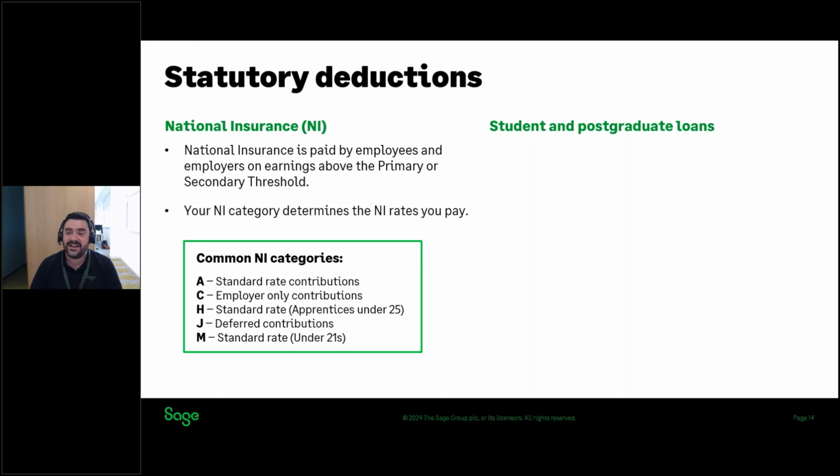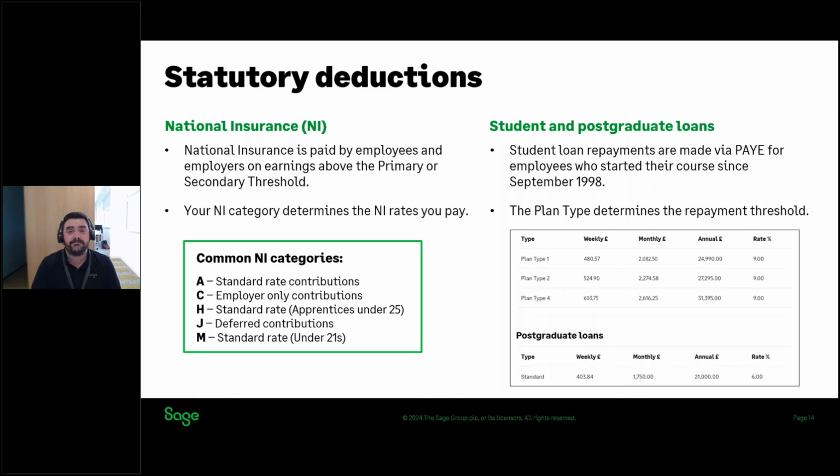So national insurance, the rates for category A have recently decreased. So they are now down to 8% on earnings between primary threshold and upper earnings limit. And then above the upper earnings limit, the national insurance contribution reduces to 2% for the employee. So that one's calculated each period, as are any student or postgraduate loan deductions.